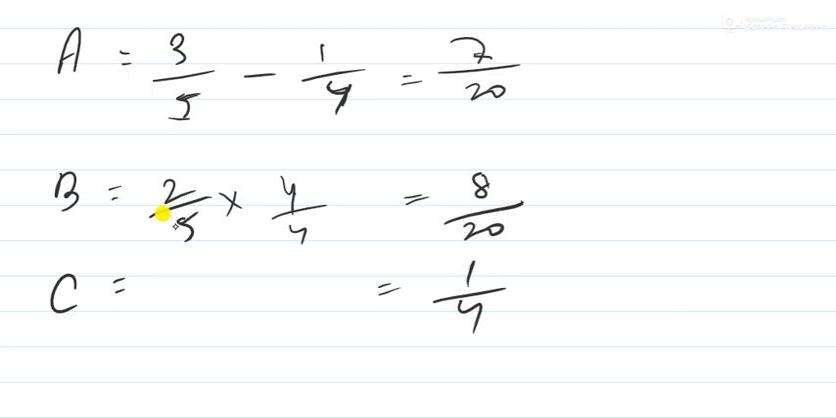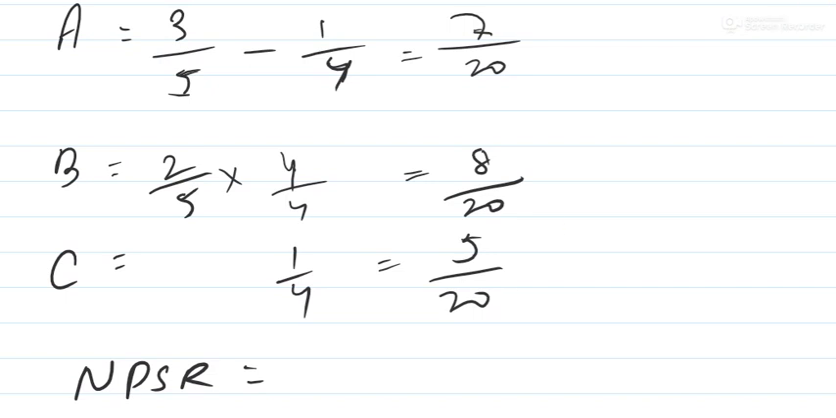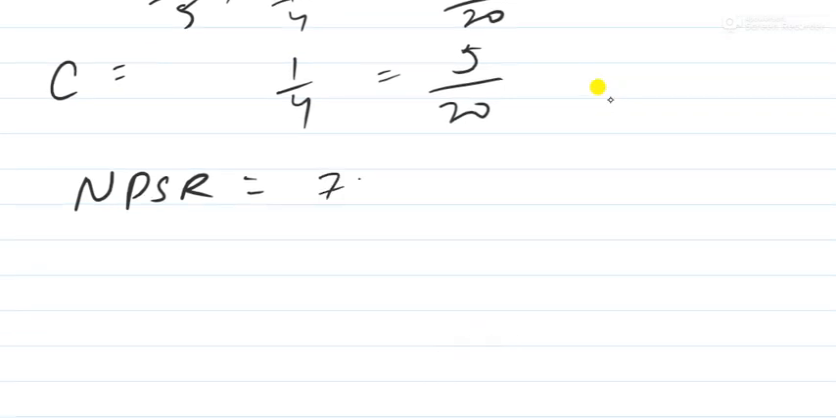Correct? And this 1 by 4, right? Let's write 1 by 4 over here. This will be multiplied by 5 obviously. So it will become 5 by 20. So the new profit sharing ratio, new PSR becomes how much? Now the denominator is equal in all the cases, so we can write the new profit sharing ratio, which is 7 is to 8 is to 5.